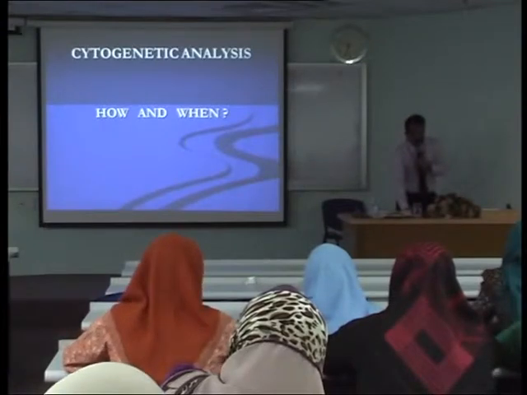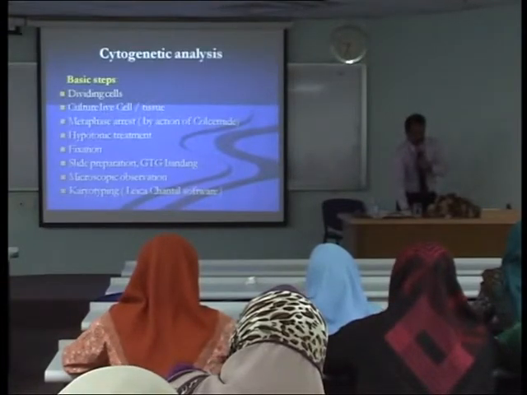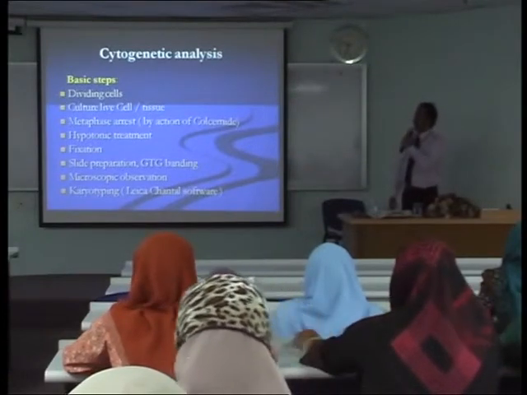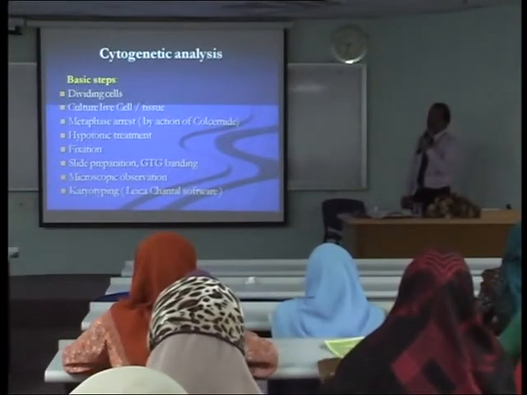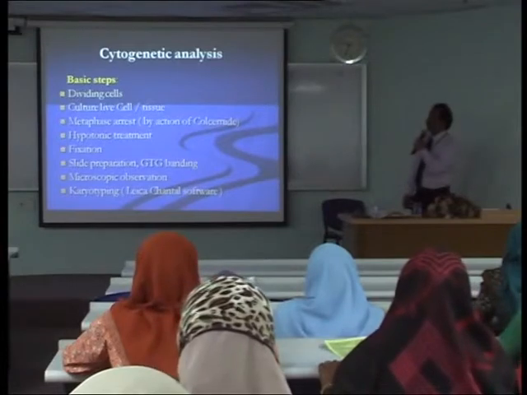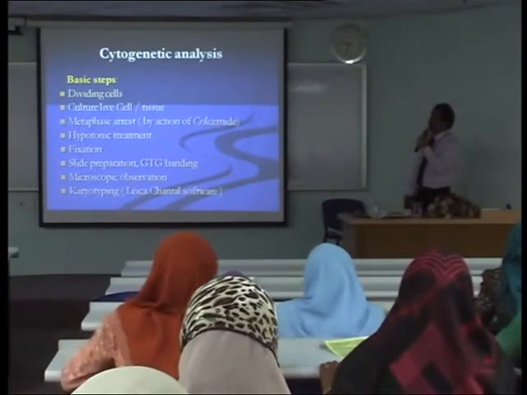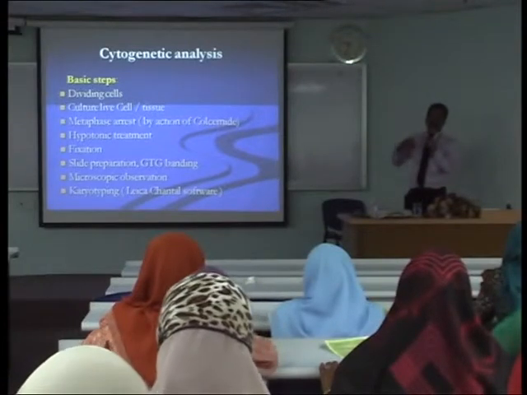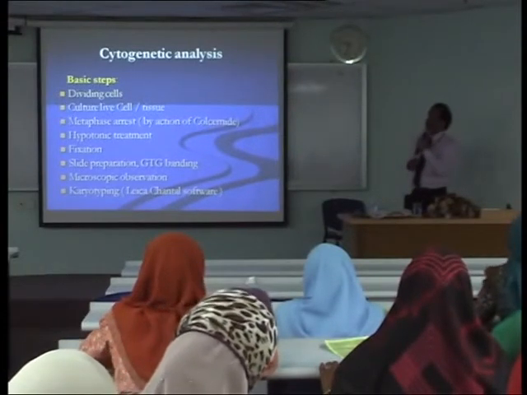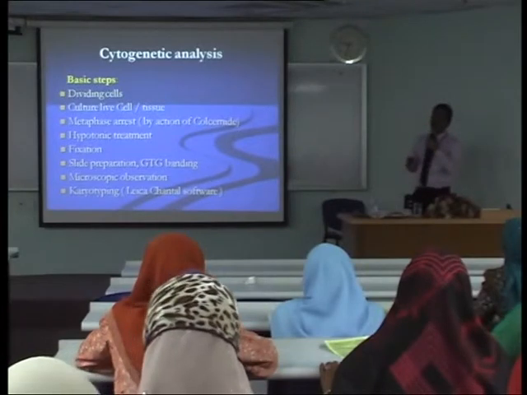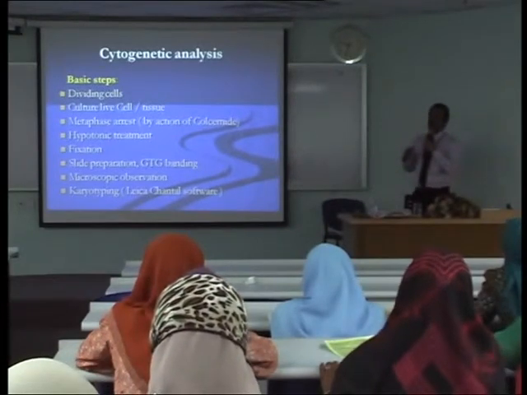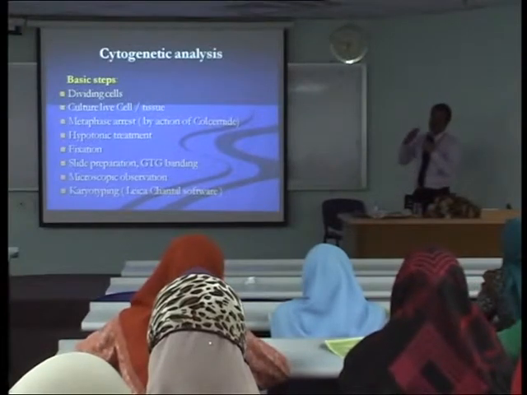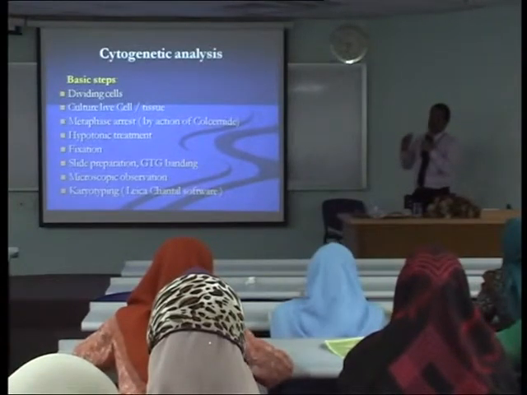Now let us see how we do the cytogenetic analysis. These are some of the basic steps involved. I already told you that if you want to do chromosome analysis, we should get dividing cells. That is the most important thing. And then we have to culture these cells in vitro so that we get a large number of dividing cells. Previously I told you that the morphology of the chromosomes is most clearly visible in metaphase stage. So we should get cells which are in the metaphase stage.